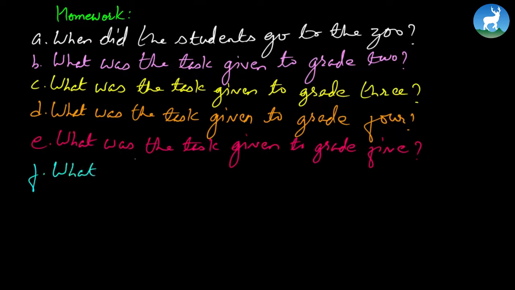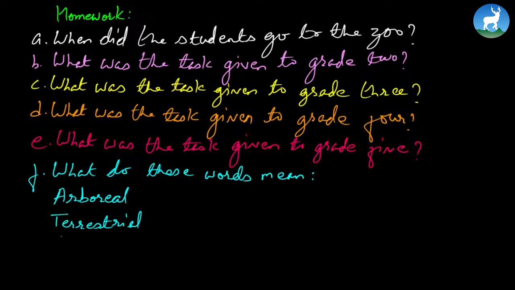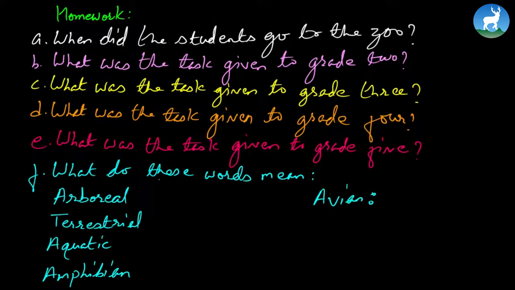And number F, what do these words mean? Right? And by the way, you know what? It's a very simple answer, number F. Of course, all these questions are very simple. The answers lie right in the passage. So you have to read the passage again and again. And of course, then change it to the answer, okay? As per the question. Now, of course, arboreal. What do these words mean? The first word is arboreal, terrestrial, aquatic, amphibian, and finally, avian. Okay, let me write it here. Okay, avian. And don't worry, the answers are all in the passage. So you'll have to read the passage and answer these questions.